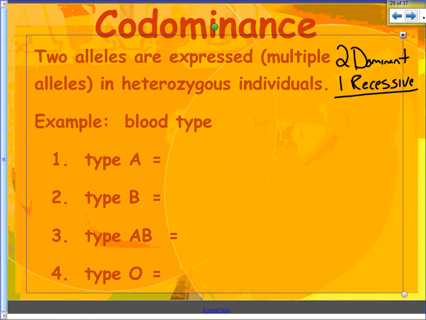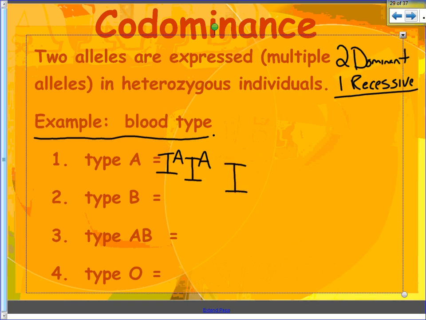Now, the example that I'm going to use, and I'm not going to stray away from this in any of the problems that we do in grade 12 biology, is blood type, because blood type exhibits codominance. So the genotype for type A blood is, and notice I'm using the letter I, not A, because I'm dealing with an allele. I'm dealing with a dominant allele, and that dominant allele is A.